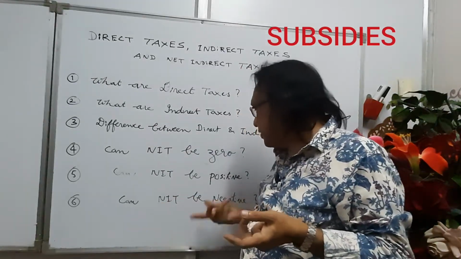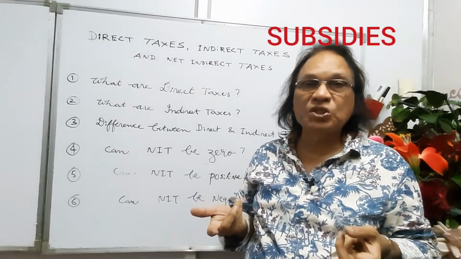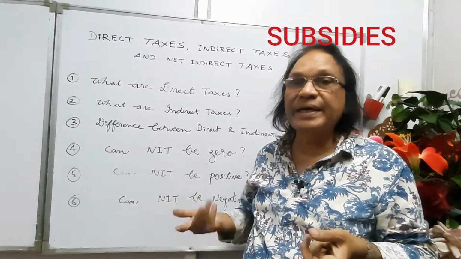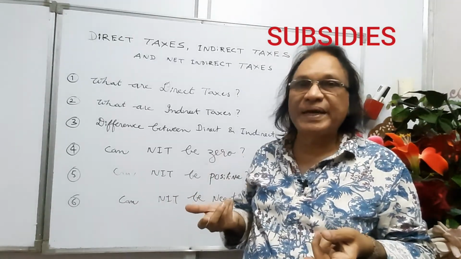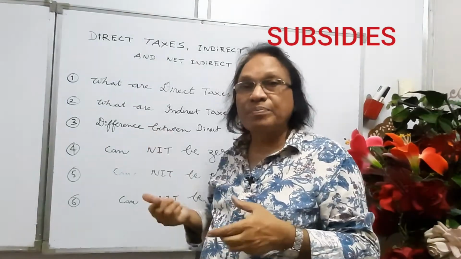So can NIT be negative? Yes, NIT can be negative. The government has given you 10% subsidy and imposed 5% tax. In that case, NIT will be negative. So it will be minus 5. So that's all we have in this chapter.